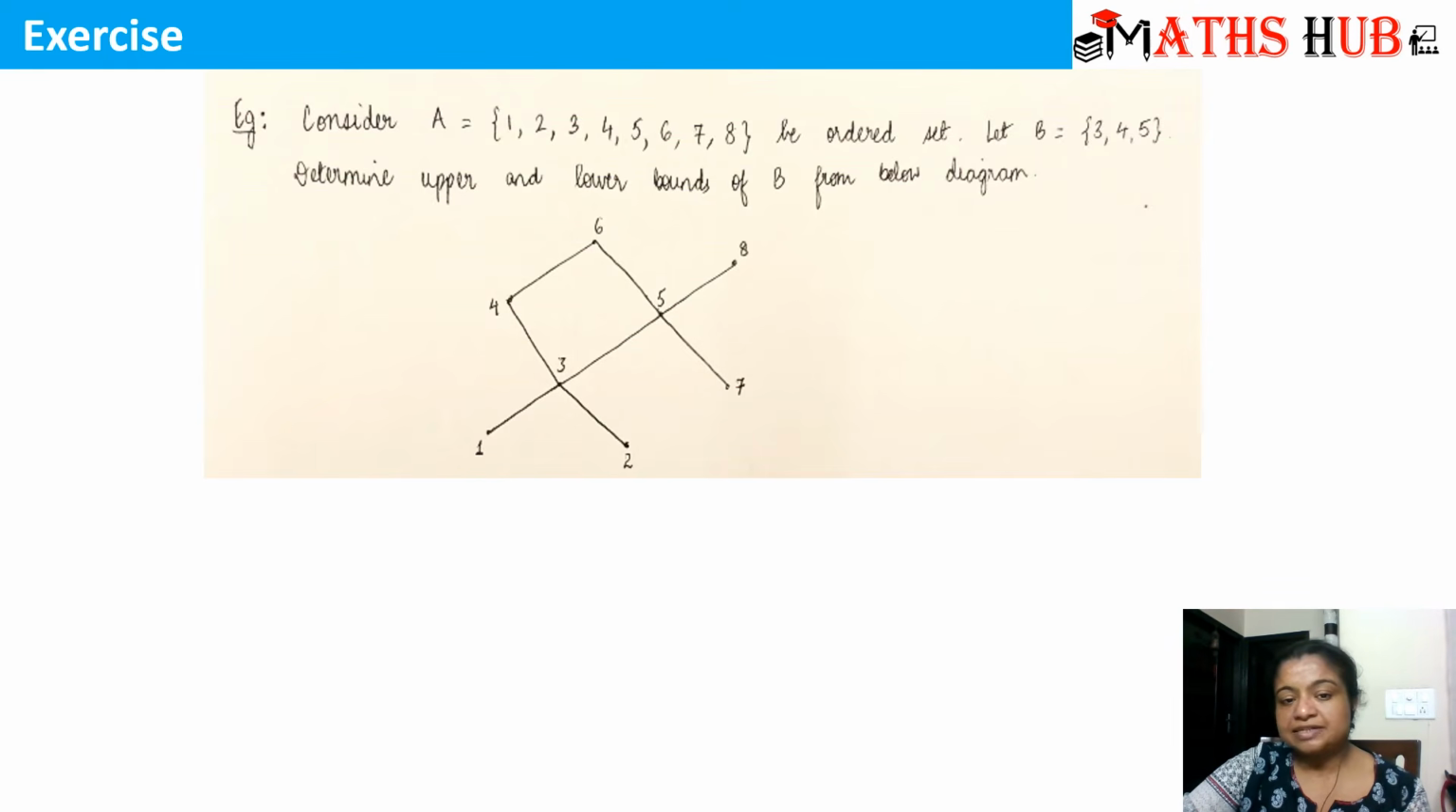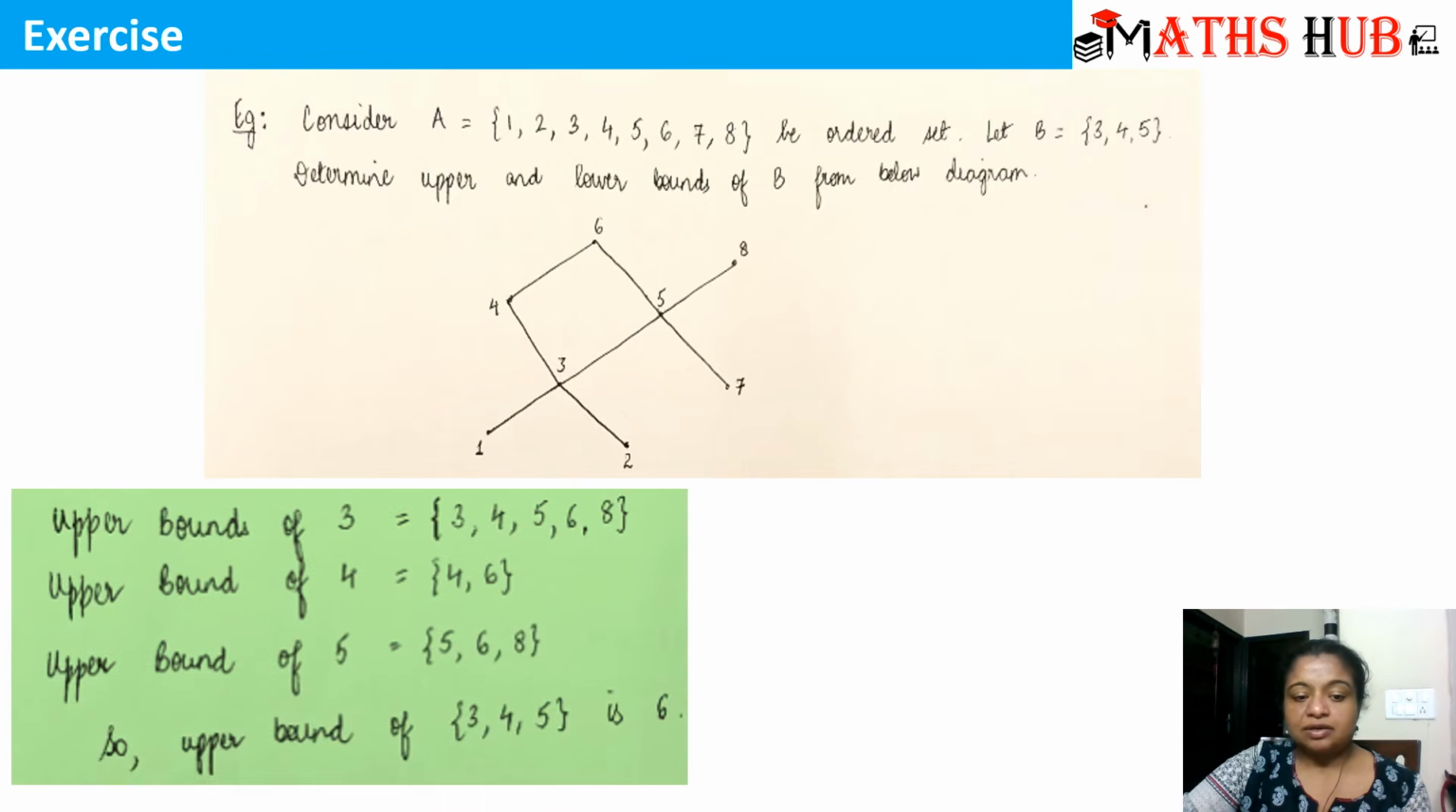The POSET contains the elements 1 to 8. The Hasse diagram is given to you. And for the subset B, that is containing 3, 4 and 5, you need to calculate the upper bounds and the lower bounds, right? So the answers are again given.